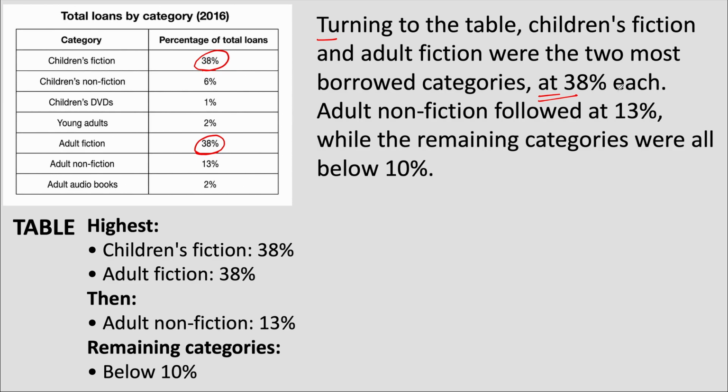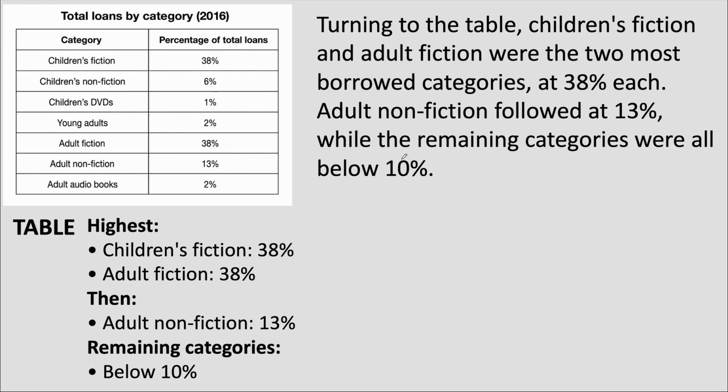Also notice the word each. That's important because both categories were 38%. If we simply wrote at 38%, it could sound as if they had a combined percentage of 38%. The word each removes any confusion. Next, we have mentioned adult non-fiction separately, and then instead of writing a sentence for every remaining category, we have grouped them together using the word while. Since all of them are below 10%, it's perfectly reasonable to summarize them in one sentence.